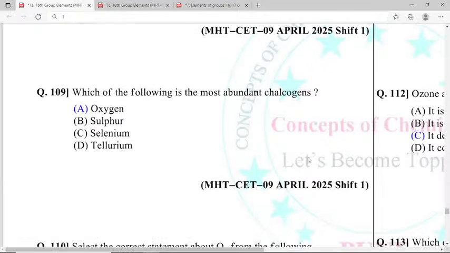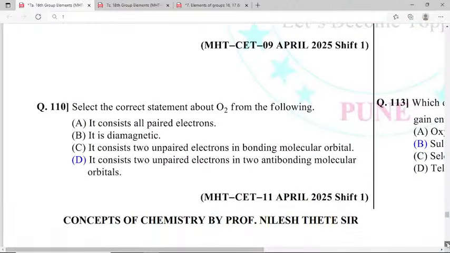Which of the following is the most abundant chalcogen? Very important. Most abundant chalcogen: oxygen. Oxygen is the most abundant group 16 element, in the form of ores, oxides. Oxides are the ore.